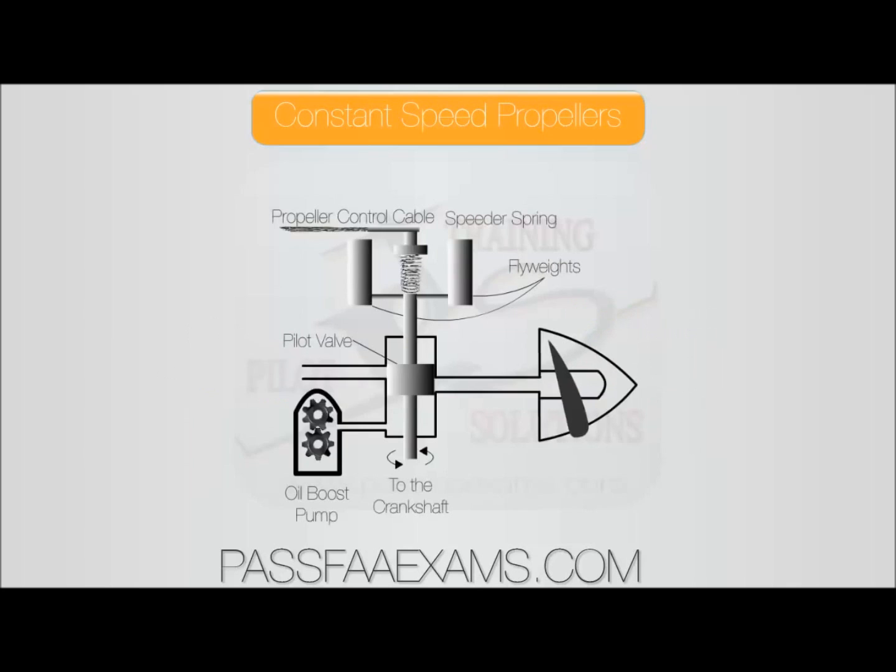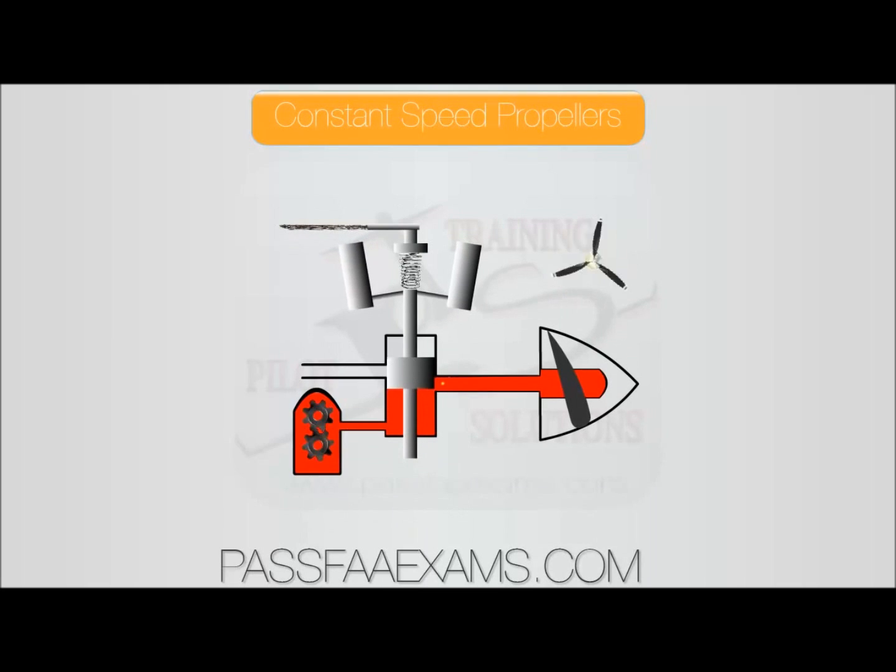The governor maintains the propeller and therefore engine speed constant by the use of flyweights, which spin with the crankshaft. If the airplane engine speeds up for some reason, say you pitch down, the crankshaft will start spinning faster, and this will cause the flyweights to move outwards because of centrifugal force. This will pull a piston called the pilot valve up, as shown by the animation, and allow oil to flow from the oil boost pump to the propeller hub. This in turn will force the propeller blade to a higher angle of attack.